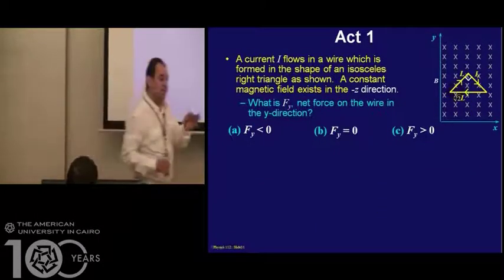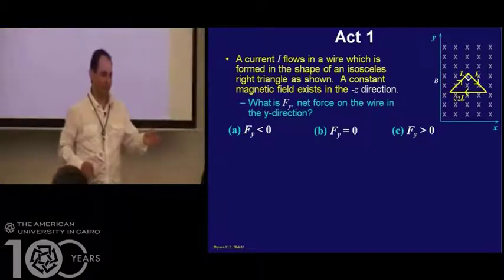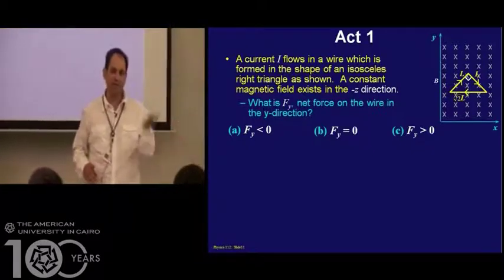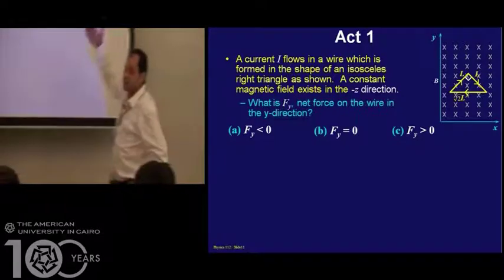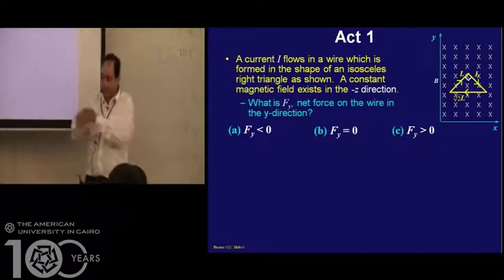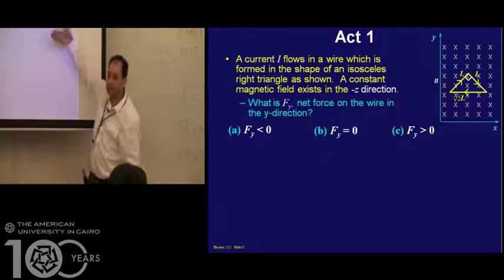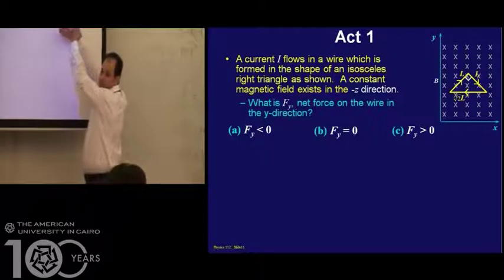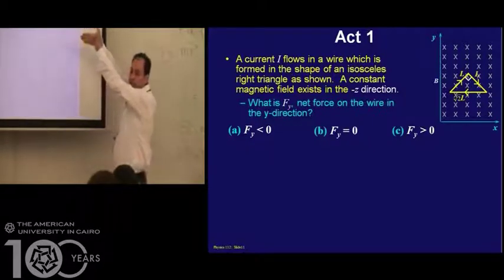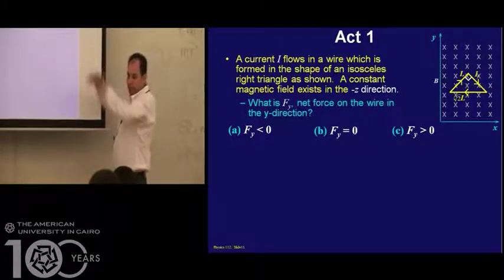If the net force is 0, that means the x component of that force is 0 and the y component of that force is 0. How come? This is the plane of the loop, right? This is the plane. What is the direction of the magnetic field? Is it perpendicular to the plane of the loop? So this is the plane of the loop.